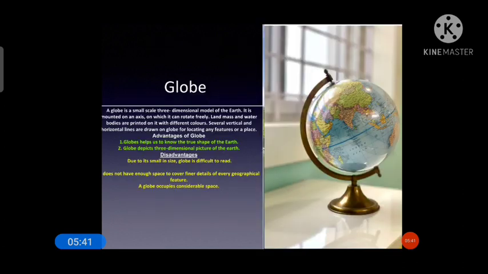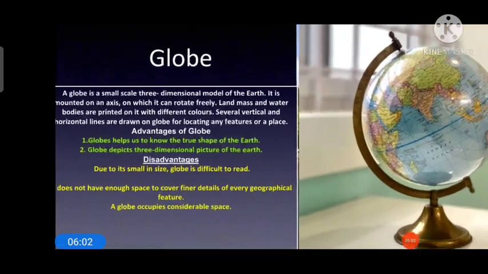Okay, now moving on to the next one, we will start with the globe first. Now what is a globe? As I already told you, a globe is a small scale 3-dimensional model of the Earth, or simply you can say a globe is a 3D model of the Earth. So it is mounted on an axis.